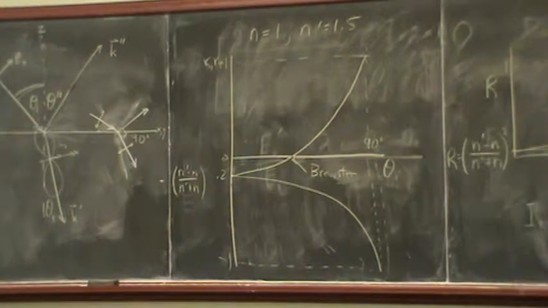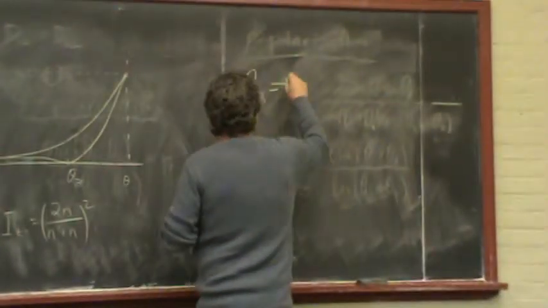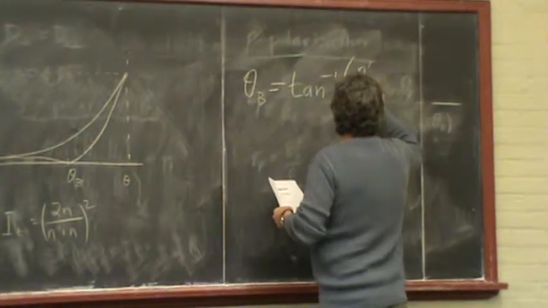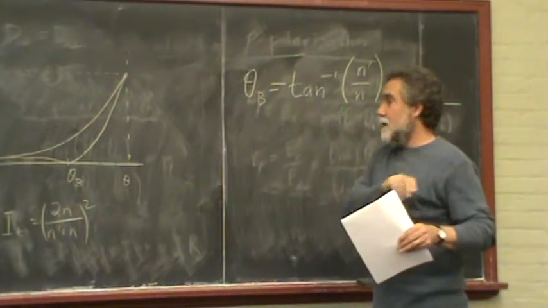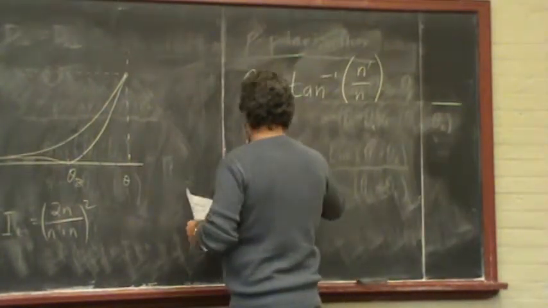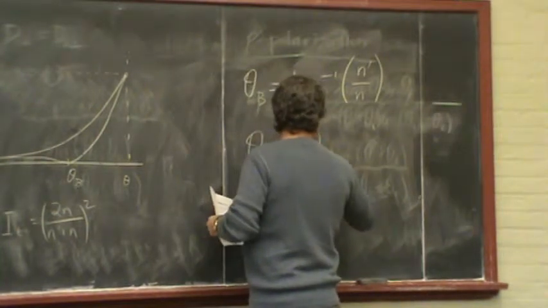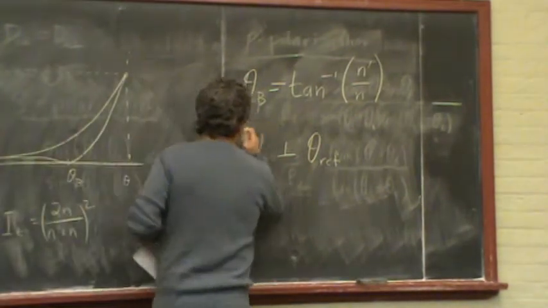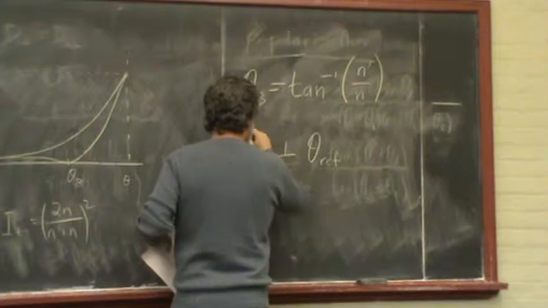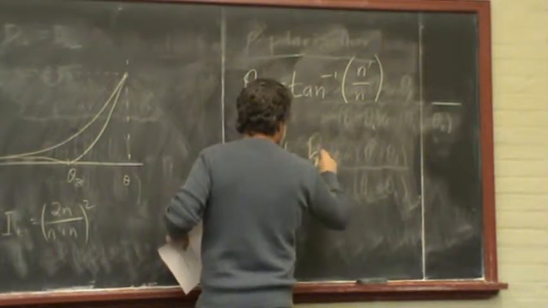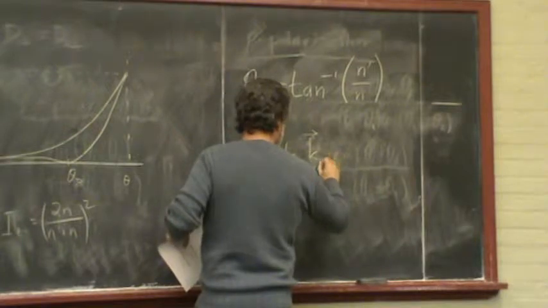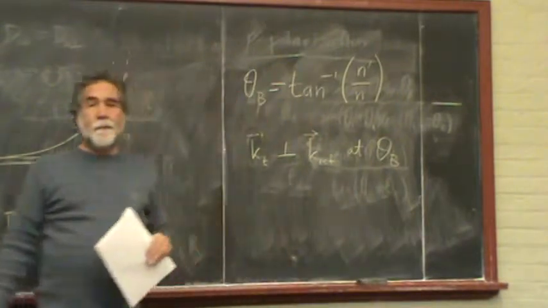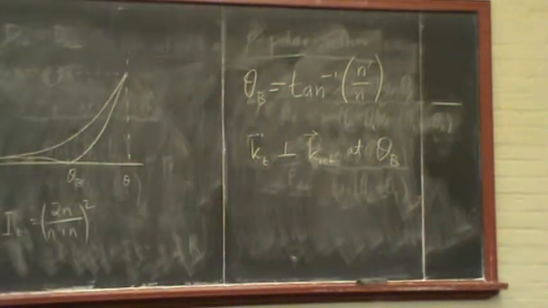Right? And the Brewster angle is equal to the angle whose tangent is n prime over n. Or, if you like, the Brewster angle is perpendicular to the reflected. What I should really write here is K transmitted is perpendicular to K reflected at theta B. 90-degree difference between the two directions.